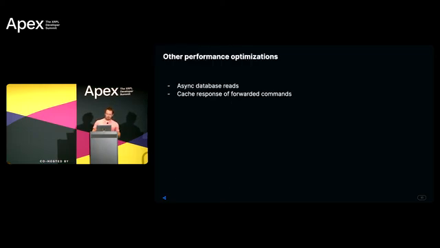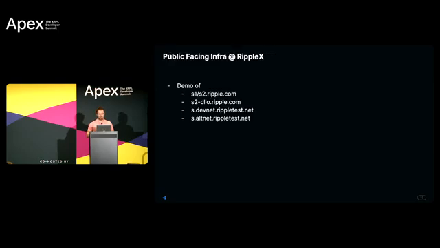Other performance optimizations, I'll just go quickly through this. All the database reads are totally async, so we receive a request, make a call to the database, and we just yield on that thread and pick up new requests. So we're never waiting on the database to respond. This allows us to get really high CPU utilization. I think I'm running out of time, so I'm gonna skip through this.